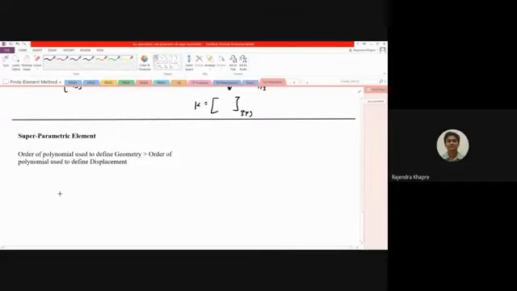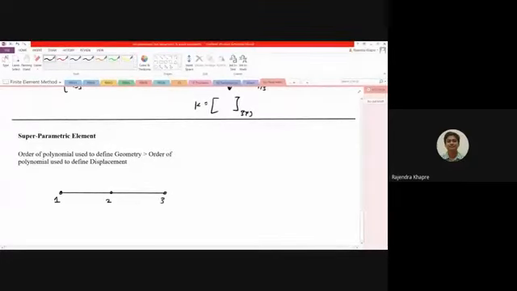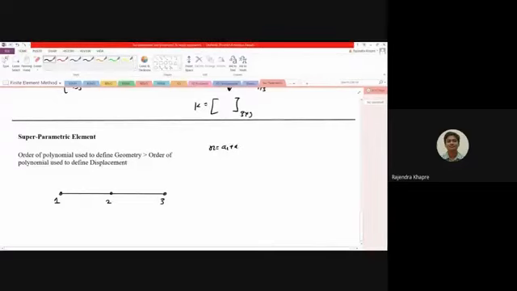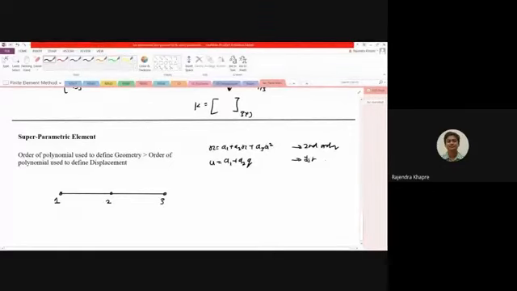Again, since the 2 orders are different, at least we have to take a 3-noded bar element. So it has 3 nodes: this will be node 1, this will be node 2, and this will be node 3. Now the order of the polynomial used to define the geometry should be higher. So I'll be using x equals a1 plus a2 times x plus a3 times x square. So this is of second order. And the polynomial used to define the displacement will be of lower order. So this will be a2 times q. So this is of first order.